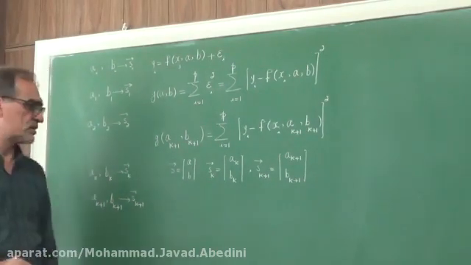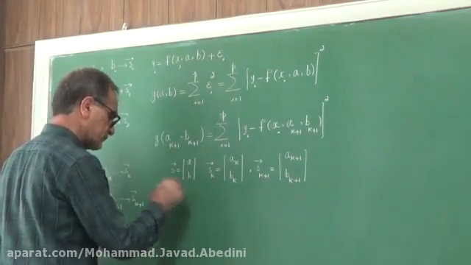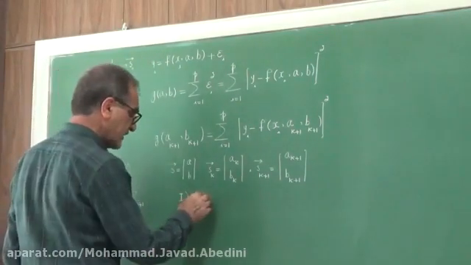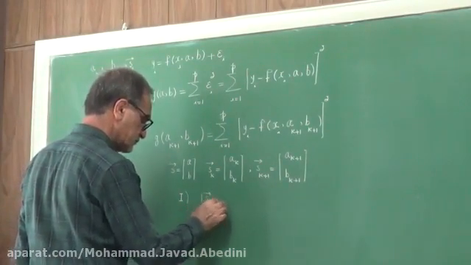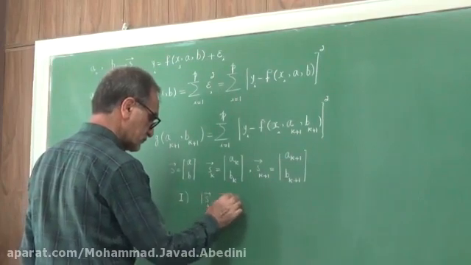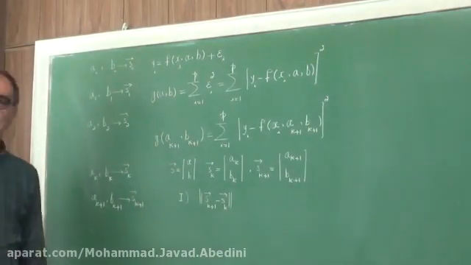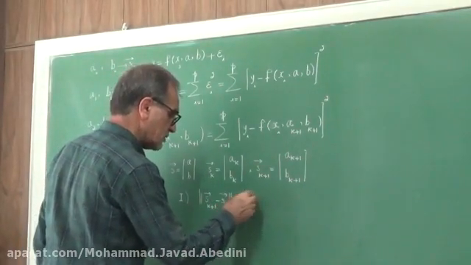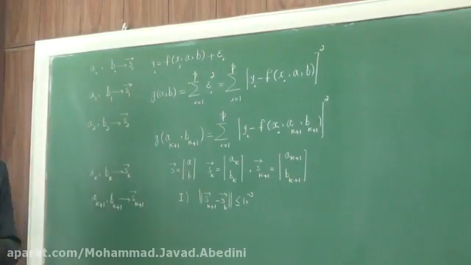What do I mean by stopping criteria? Based on what I introduced here, the first stopping criteria is to say I would like to have the norm of S_{k+1} minus S_k to be less than or equal to a given low number, say 10 to the power of minus 3. That is the first stopping criteria.